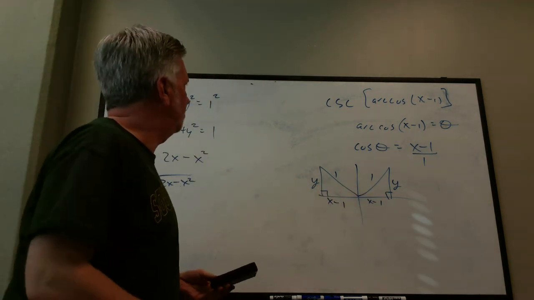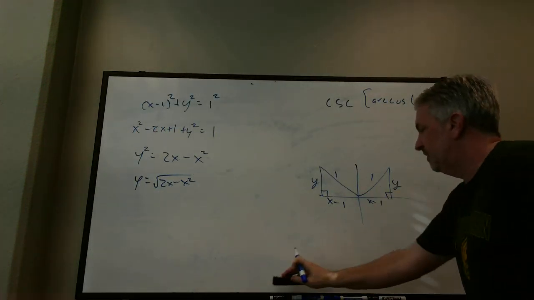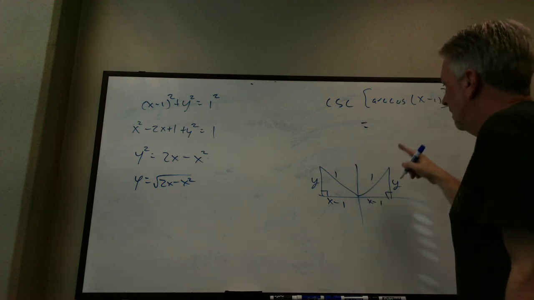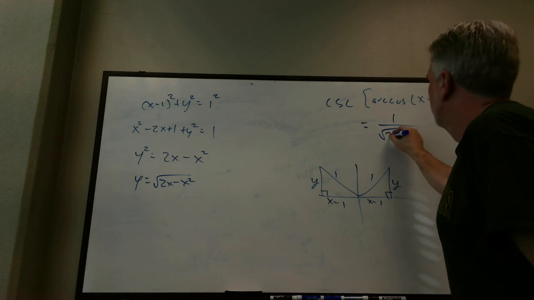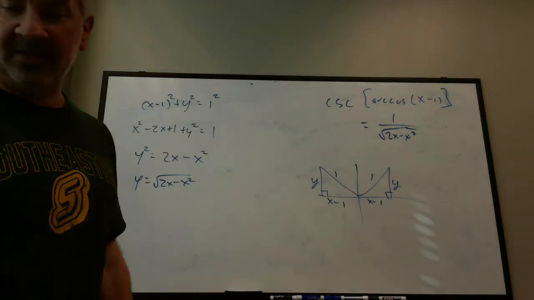So to go back to the original problem, what does this turn out to be? I want the cosecant of that angle. Cosecant is hypotenuse over opposite. So that's how you do those problems, and that's the end of the section.